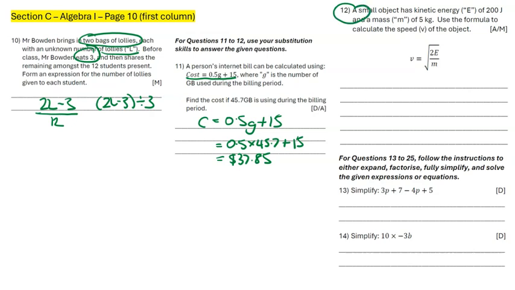So moving on to question number 12. It looks messy, this question, but it's actually quite cruisy, it just looks a bit messy. A small object has kinetic energy of 200 joules and a mass of 5 kilograms. Use the formula to calculate the speed, V.